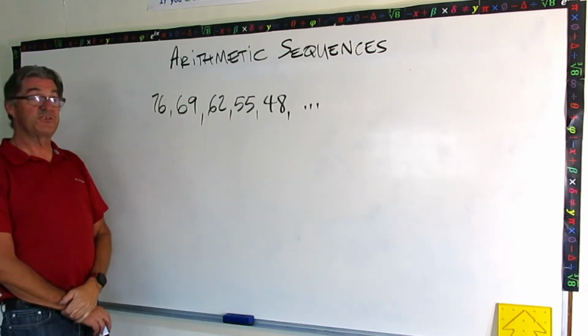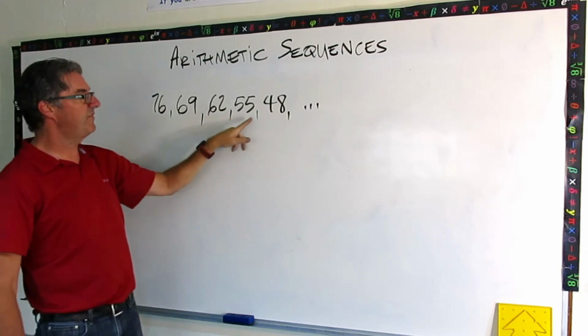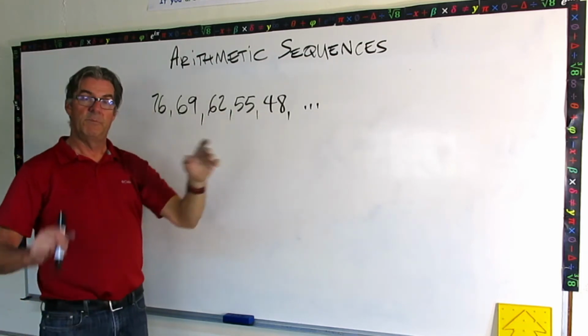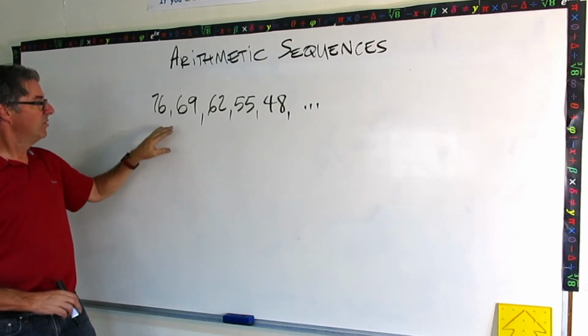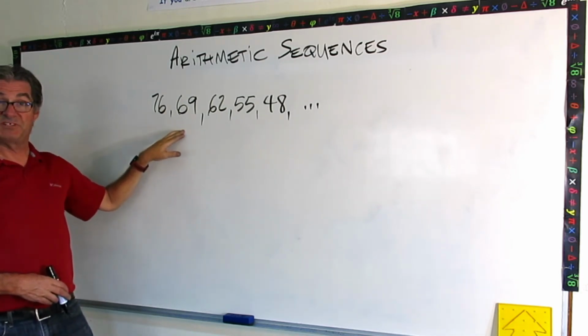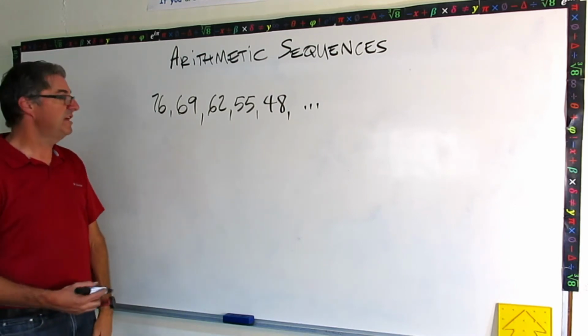Okay, here's another one for you to try. Here's my sequence: 76, 69, 62, 55, 48, and so on. Pause the video and do what it takes to come up with the explicit formula for the nth term. Okay, let's see how you did.